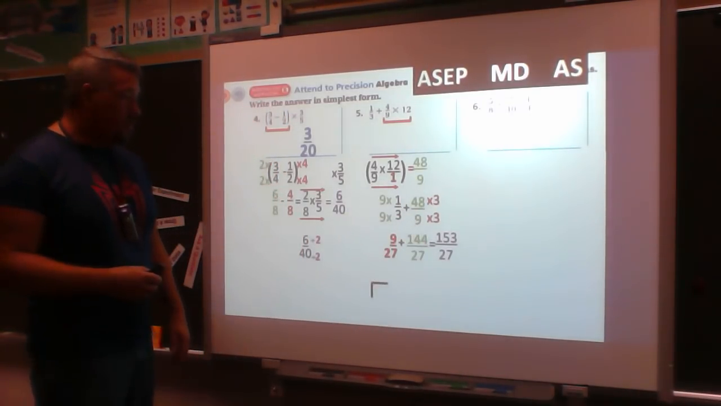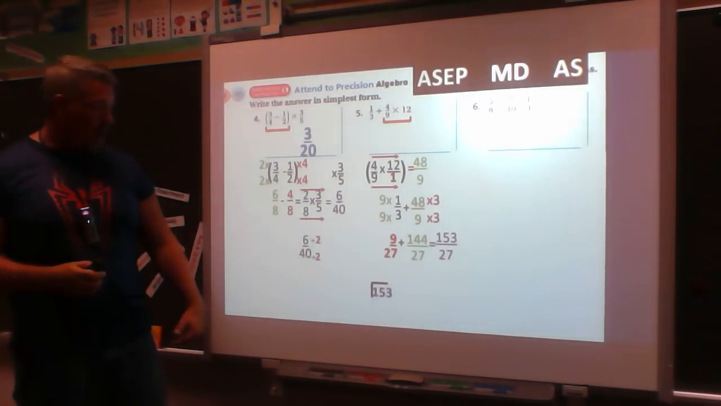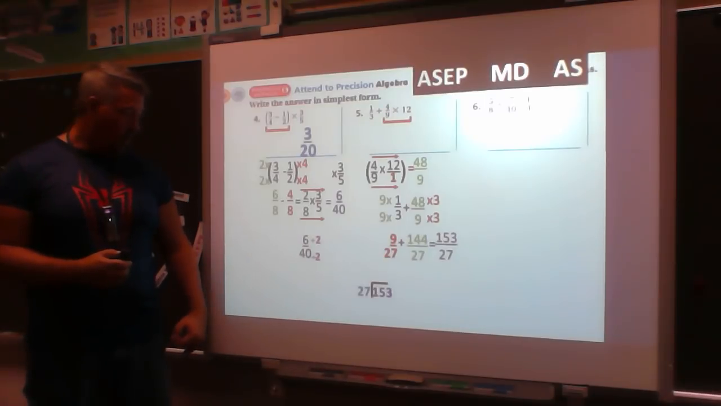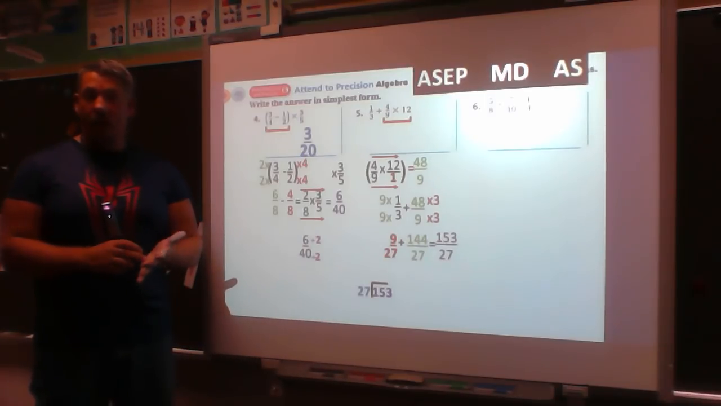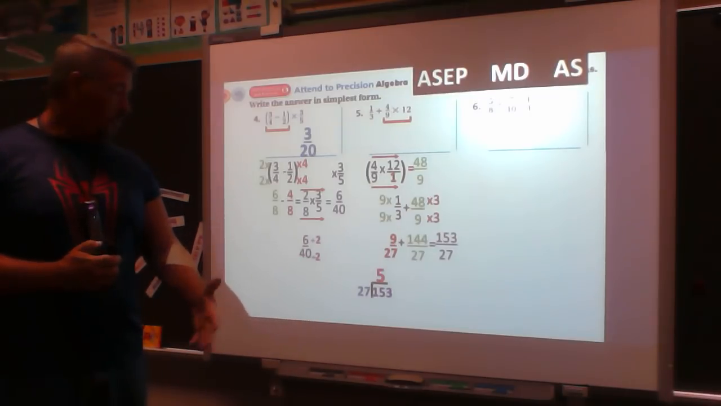Then I'm going to do some division. 153, my numerator goes inside, divided by my denominator. And now I'm going to divide. I type it into my handy-dandy calculator. What do I get? 5 and stuff, right?